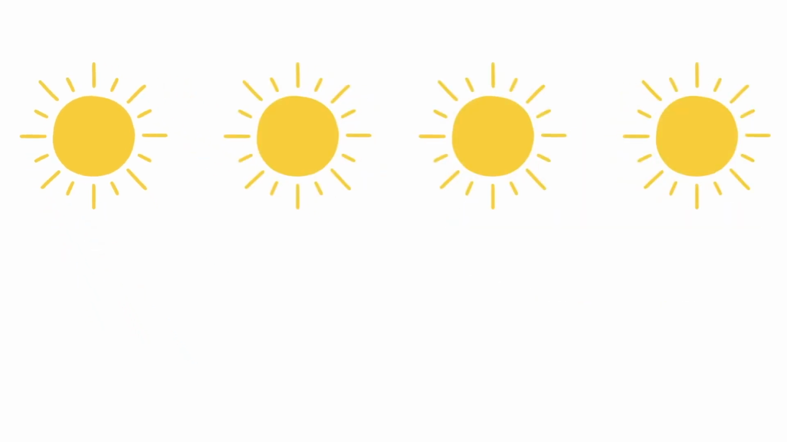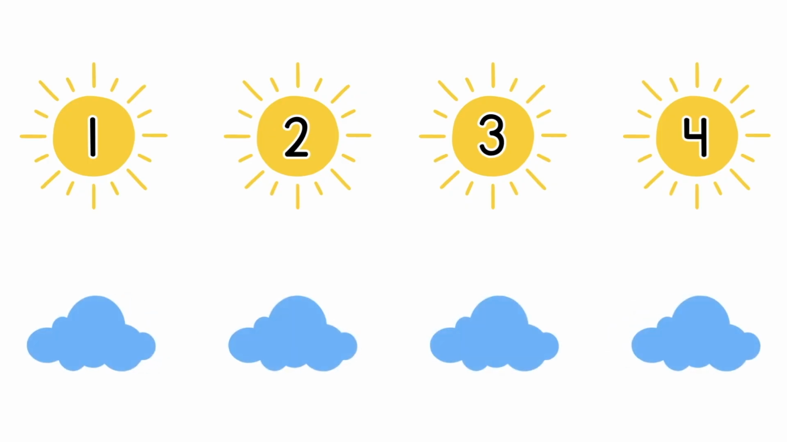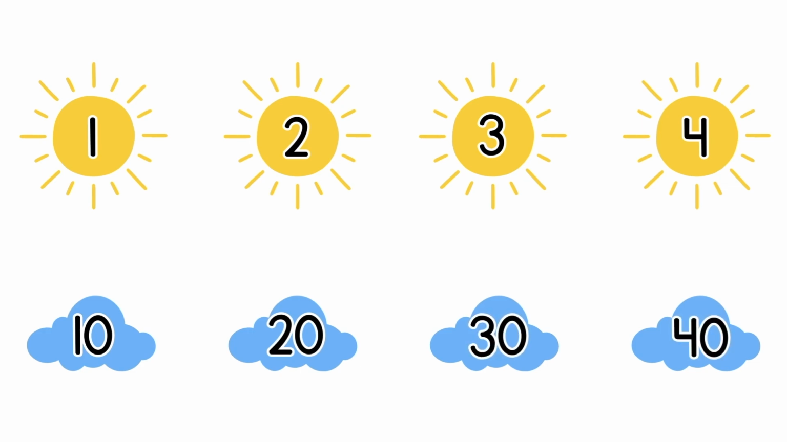Hello students, let's do some counting. In these suns, let's fill in numbers by counting by ones. 1, 2, 3, 4. Now in these clouds, let's fill in numbers by skip counting by tens. 10, 20, 30, 40. Skip counting is a way to count things in groups instead of by ones.